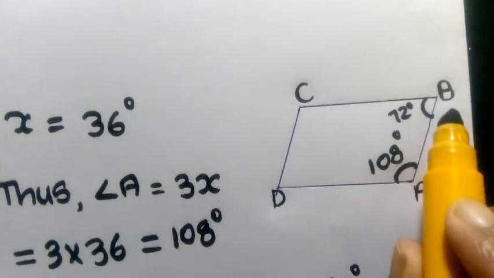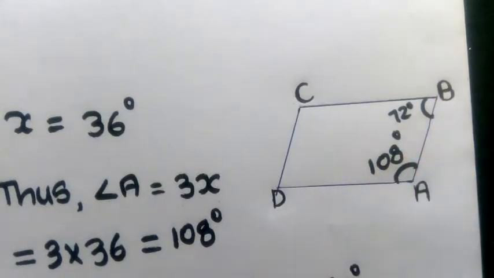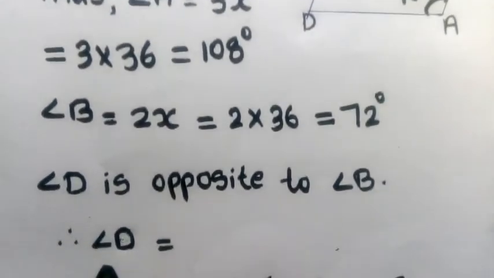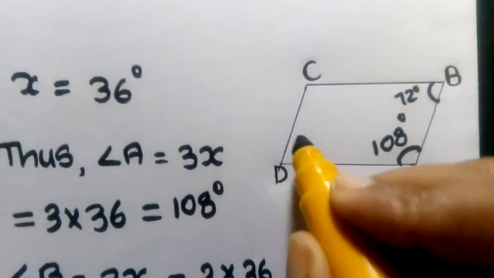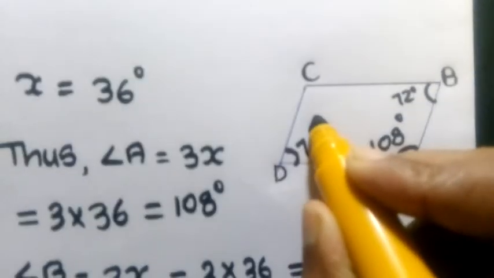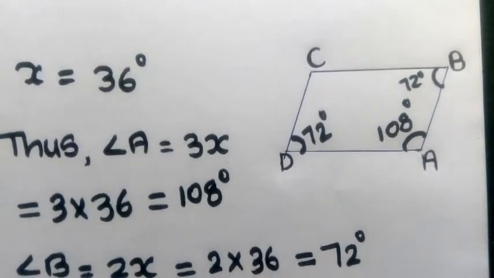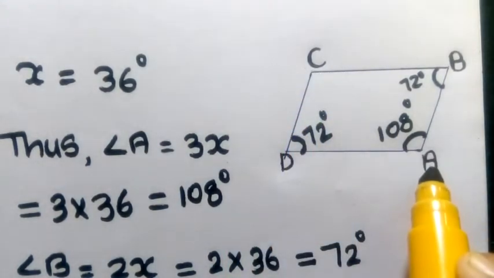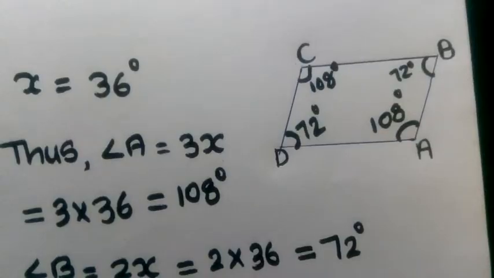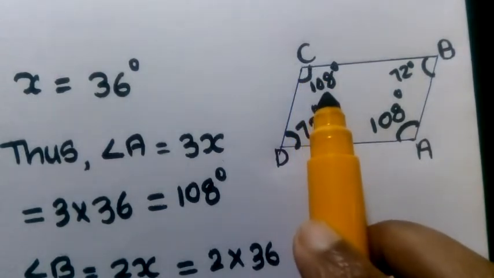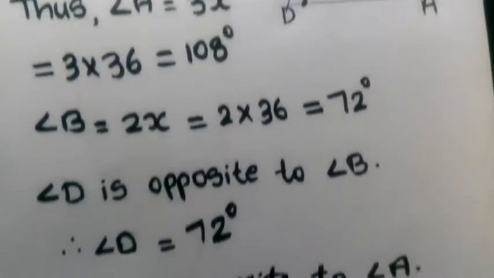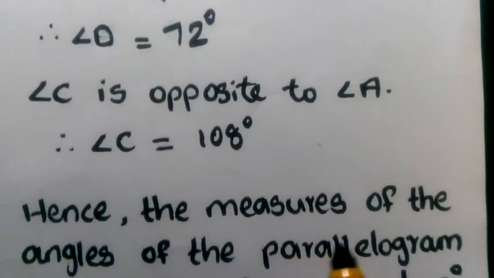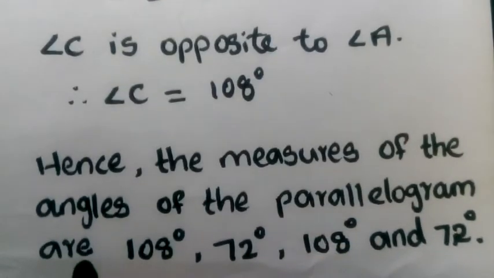Angle D is opposite to angle B. Therefore, angle D is equal to 72 degrees, because opposite angles are equal. Next, angle C is opposite to angle A. Therefore, angle C is equal to 108 degrees. Hence, the measures of the angles of the parallelogram are 108 degrees, 72 degrees, 108 degrees and 72 degrees.